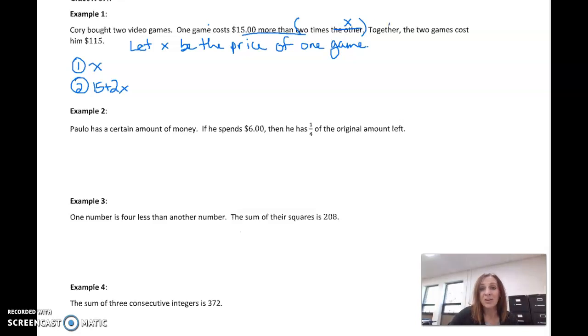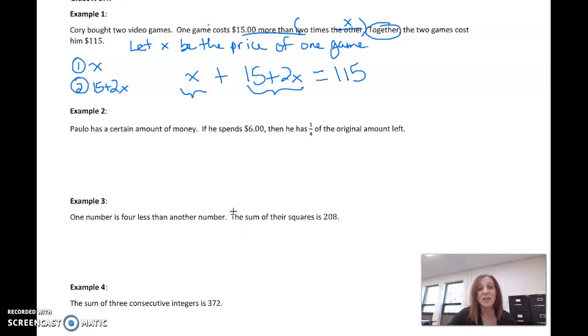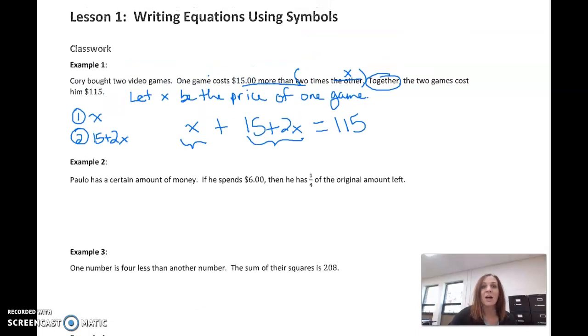Now, the 2 games cost 115. Together means add. So now since I have both of these down, I can just go X plus 15 plus 2X, and that has to equal 115. So here's game 1, here's game 2. Add them together, they cost $115. And we're not solving or doing anything like that in this lesson. We will later. We're just translating, we're just writing equations using symbols. Let's look at another example.